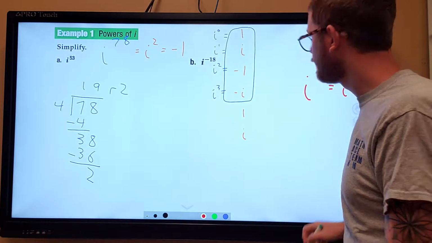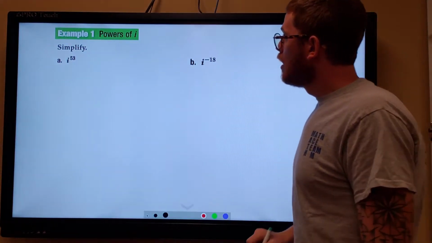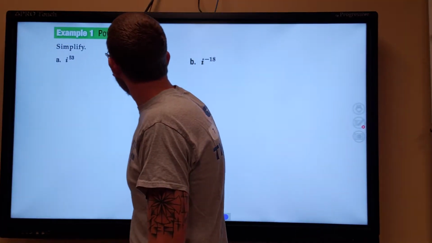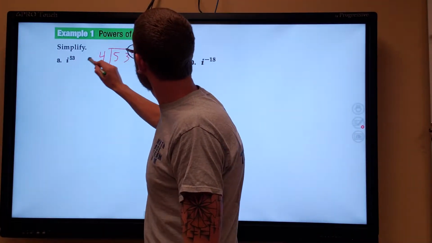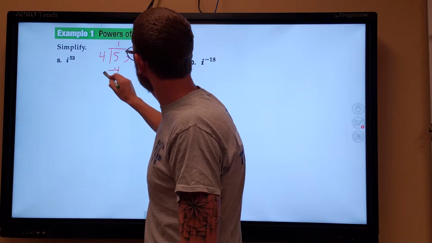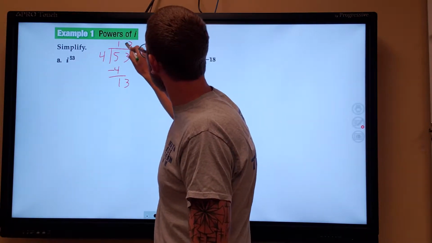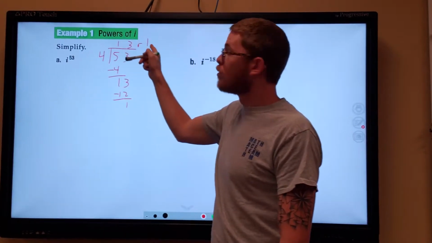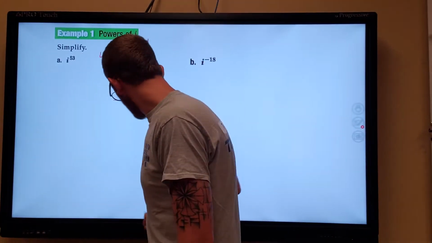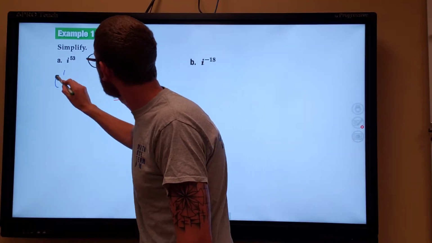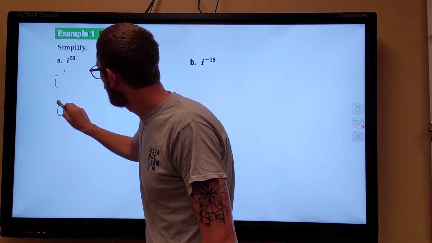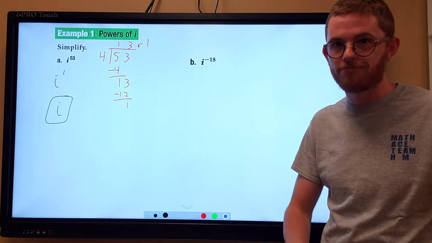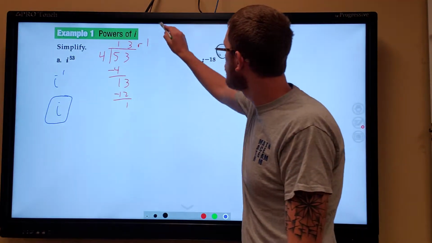Let's look at some more. I to the 53rd power, well, we know we're going to take that 53, we're going to divide it by 4. 3 times. So this is remainder of 1. I to the 53rd power is the same thing as I to the 1st power, and I to the 1st power is just I. It's just I. That's it. Good to go.